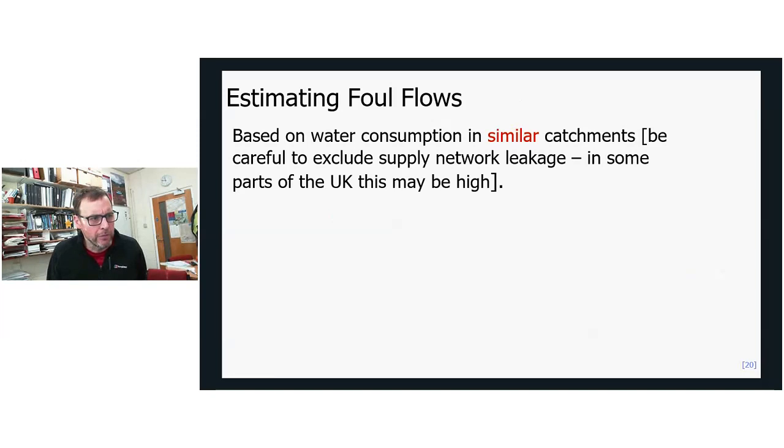So estimating foul flows, we do that based on water consumption in similar catchments, and we have to be careful to exclude supply network leakage. So the water supply company will tell you, as a drainage engineer, how much water they are supplying to a town or city, but that pipework leaks all over the place, so you have to be careful that you size your network to account for usage, not supply, if that makes sense.